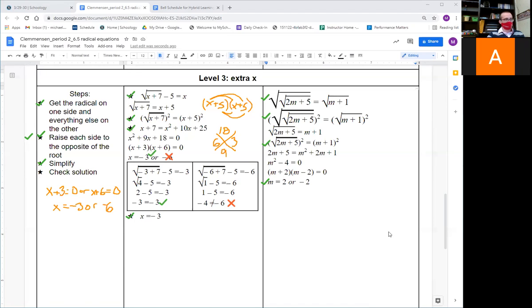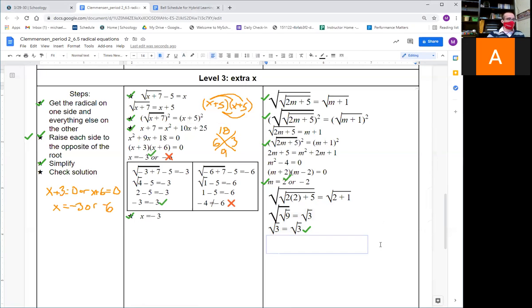The last thing we need to do, like usual, is to check our solution. We need to plug this back in. Plug in my 2. 2 times 2 gives me 4. Square root of 9 is 3. Square root of 3 is the square root of 3. Those two match. Since they match, m equals 2 is the correct solution.